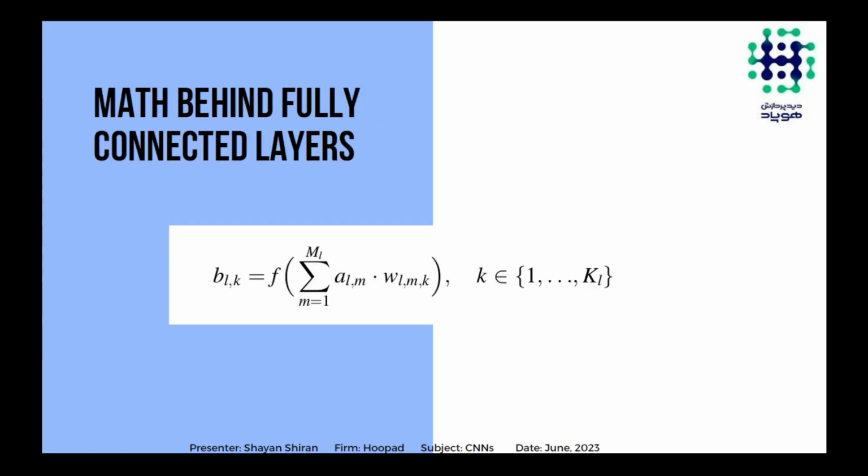And this is the math behind the fully connected layers. It's somehow like the formula of convolutional layers, but this one doesn't have any cross correlations.